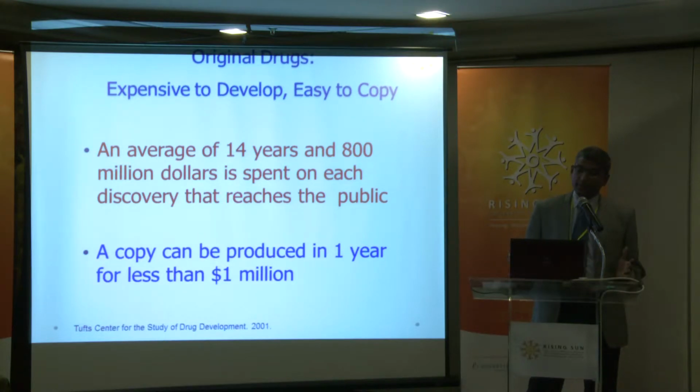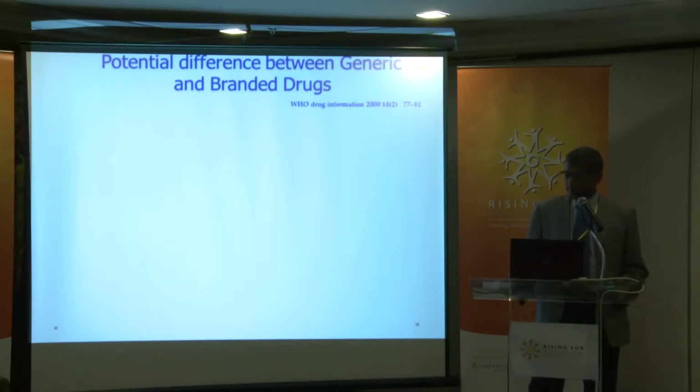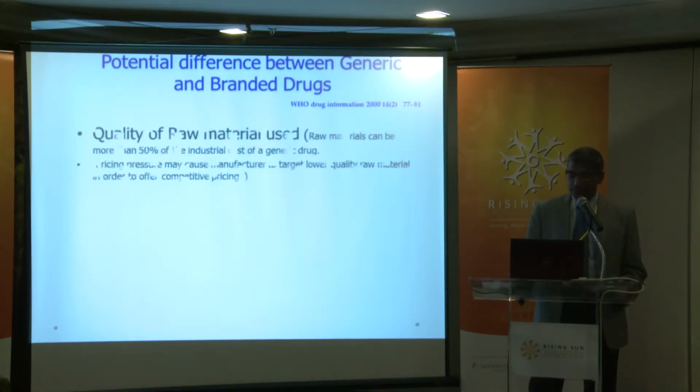The other aspect, from research at the Tufts Center, was that the average time taken for a drug to come into the market is as high as 14 years, and almost $800 million are spent on the discovery of a single drug before it can be brought to the public. And compared to that, a copy drug, or what we call a generic, would cost less than $1 million. So huge. So what are the potential differences between a generic and a branded drug?